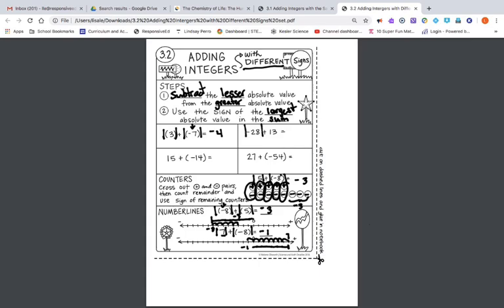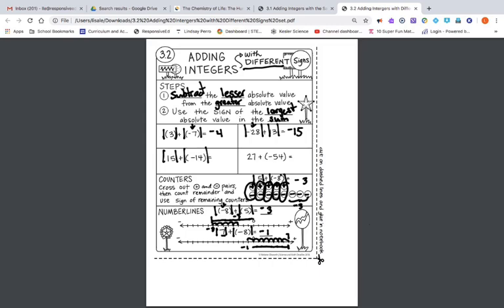I know I'm adding, but I have different signs, so I'm really going to subtract. And I have a negative 28 plus a 13. So I have absolute value of 28 is 28. With a 13, I'm going to take away. So that's going to leave me with 15. Go back. Which of these, negative 28 or 13, had the largest absolute value? Well, 28. What's the sign? Negative.